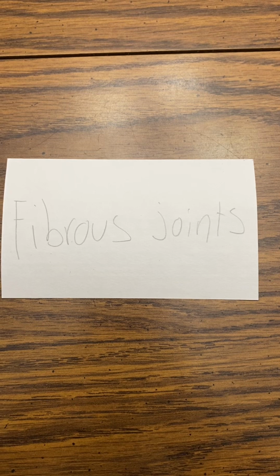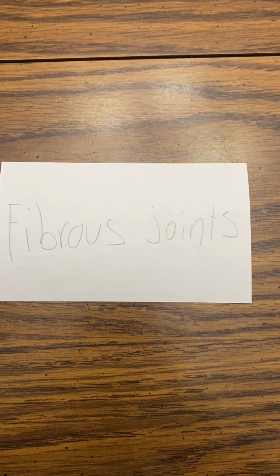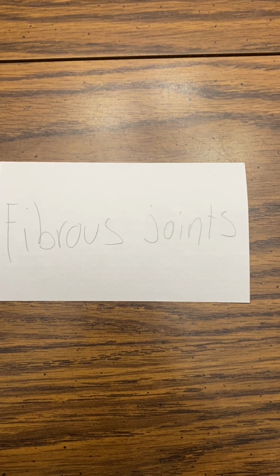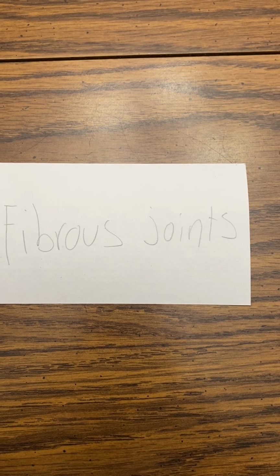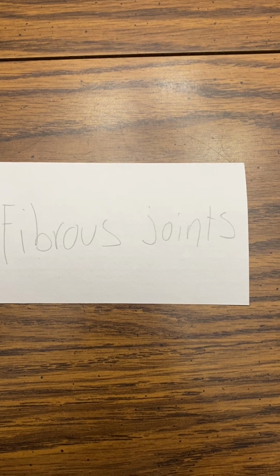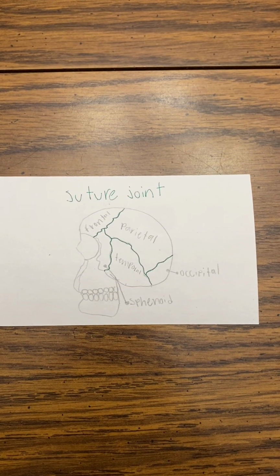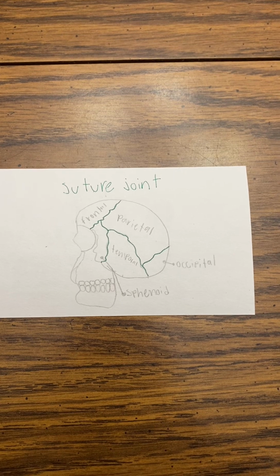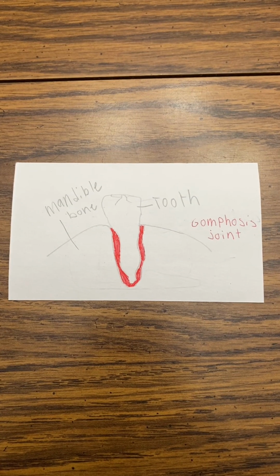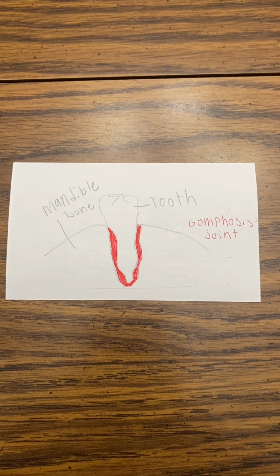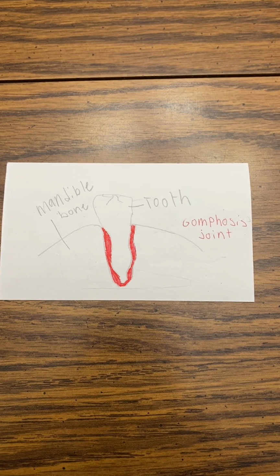The next type of joint we're going to talk about is a fibrous joint. Fibrous joints are bones bound by short collagen fibers. These fibers allow very little movement. This is called synostosis. There's three types of fibrous joints. The first one is a suture, which is the joint between cranial bones. The second one is the gomphosis joint, which is the joint between a tooth and the mandible or maxilla.